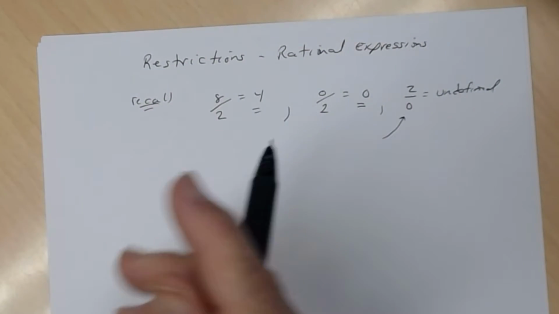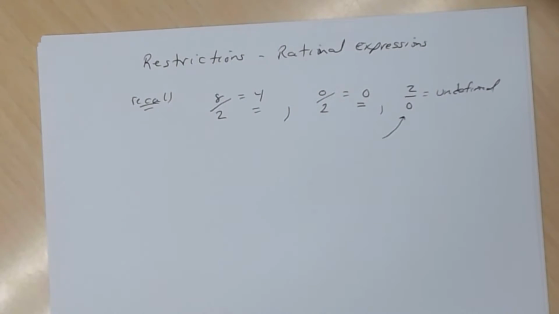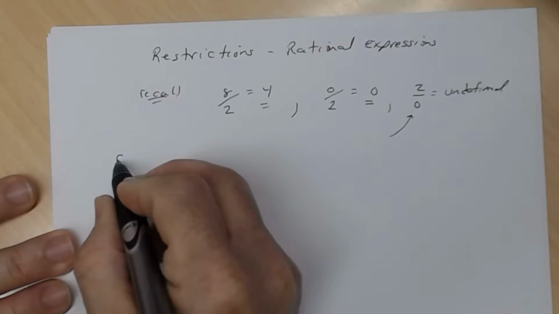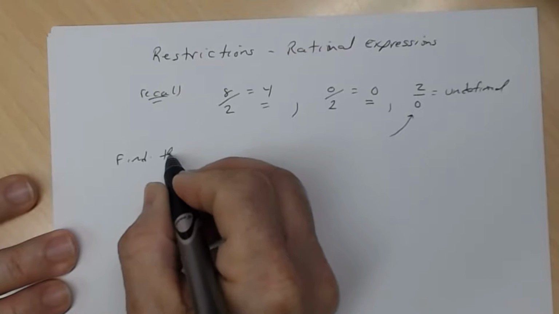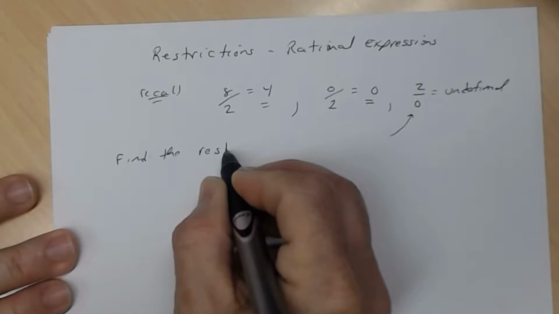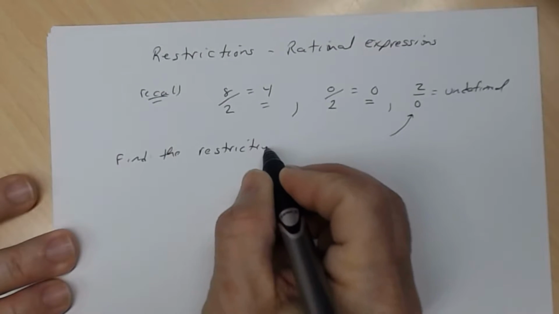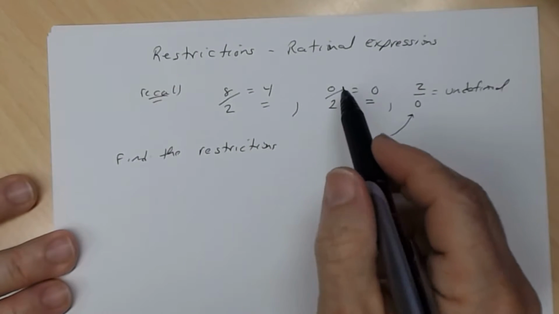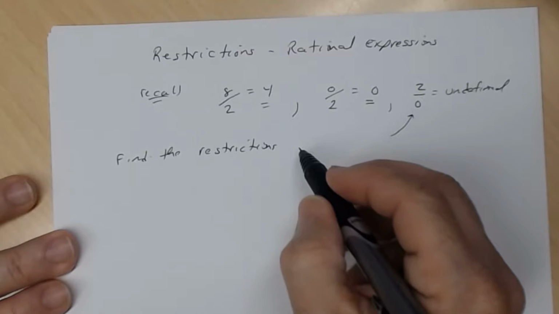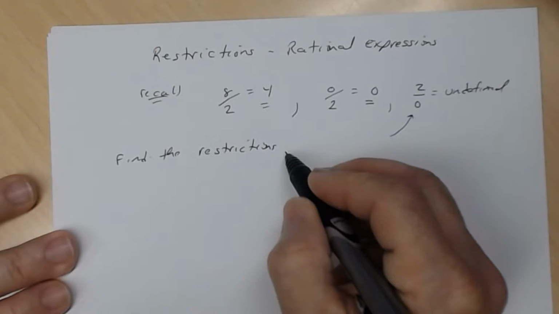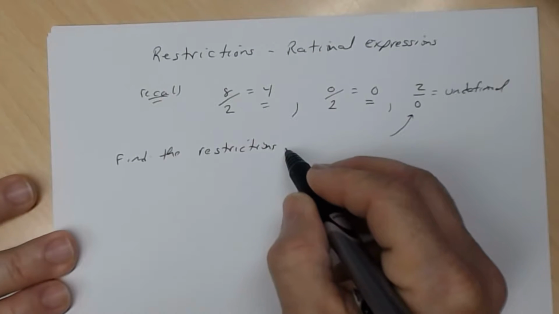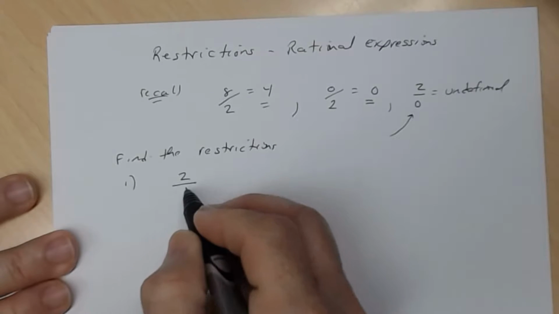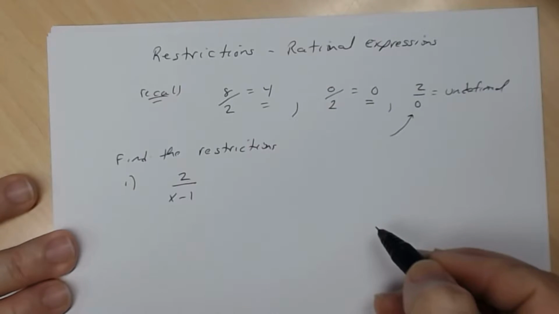So let's look at a rational expression. Let's say we had this rational expression, and you want to find the restrictions of these rational expressions. And again, that's going to be important next semester when you graph these rational functions. So we're going to look at these in terms of functions next semester. So let's find the restrictions. So number one, let's suppose we had this rational expression, 2 divided by x minus 1.